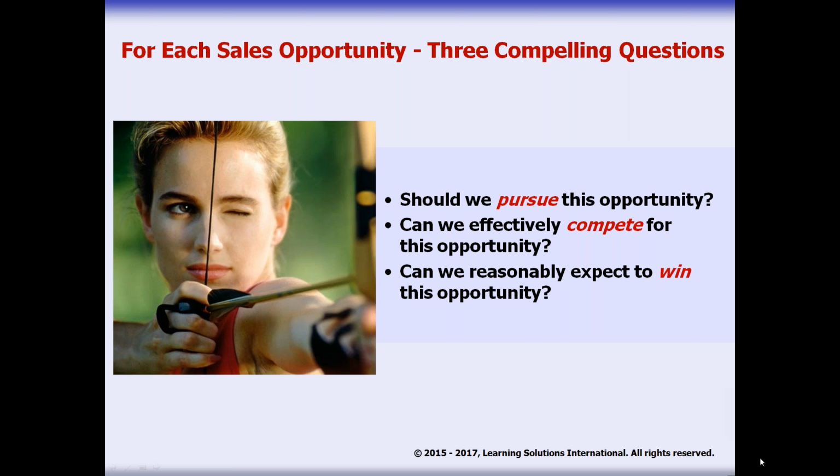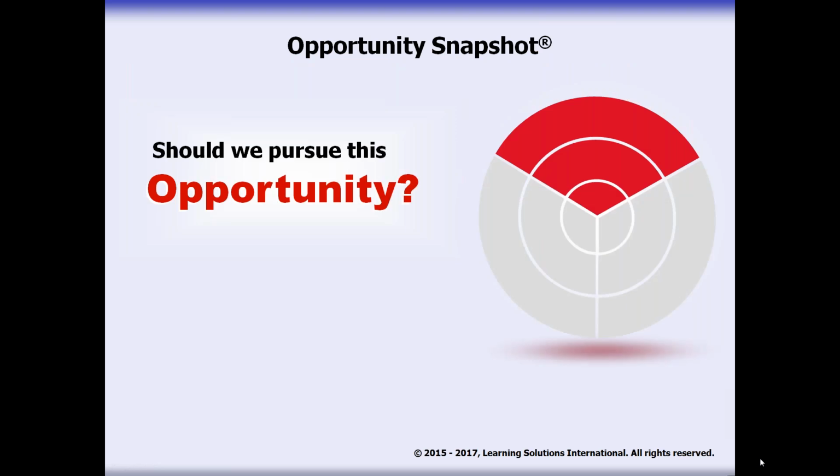So let's take a look at what criteria are under each of these 3 compelling questions. And we've made it very simple. We've put 3 criteria within each one of those compelling questions. So in total, we'll have 9 criteria to examine to develop that opportunity snapshot. And here's what the snapshot looks like. Here's that first compelling question. And by the way, the colors are only aligned with the questions.